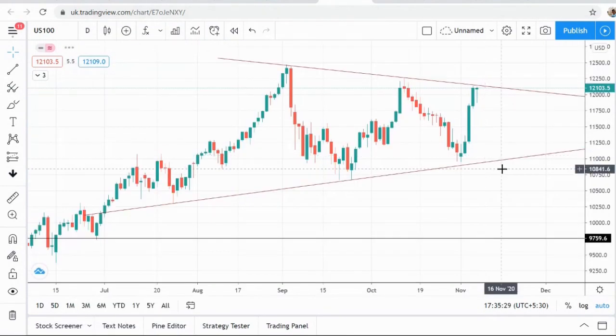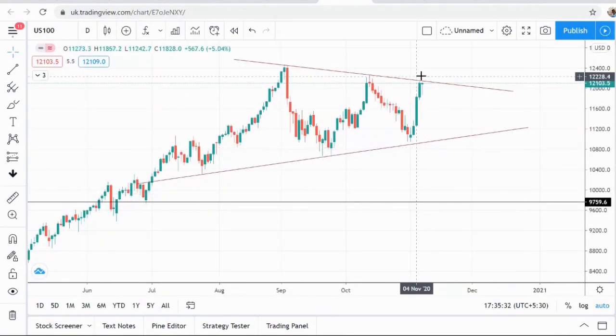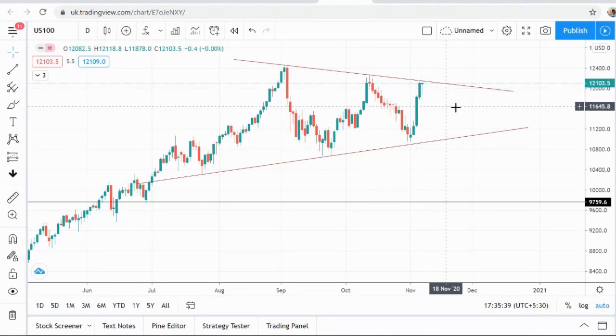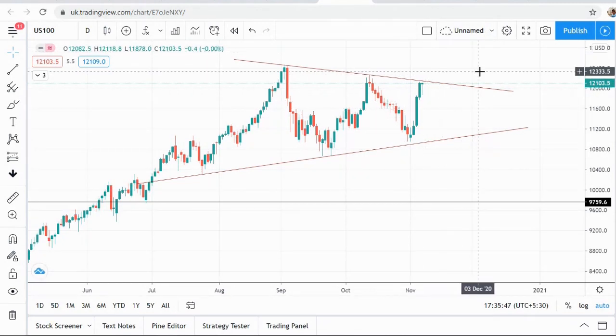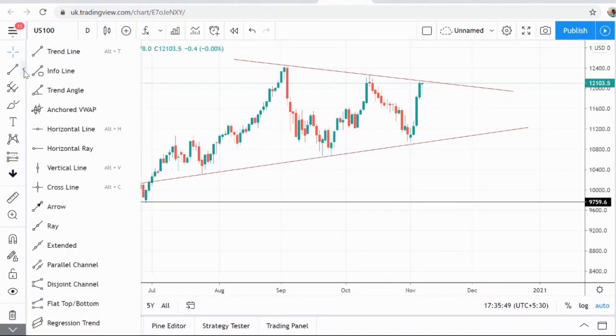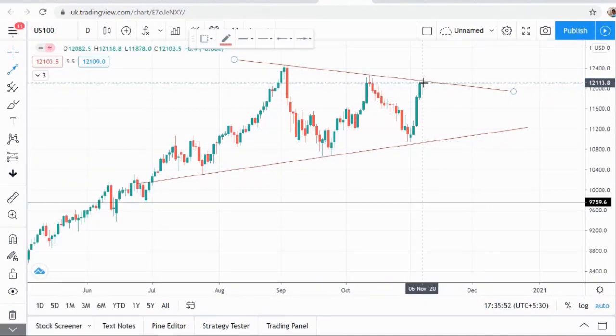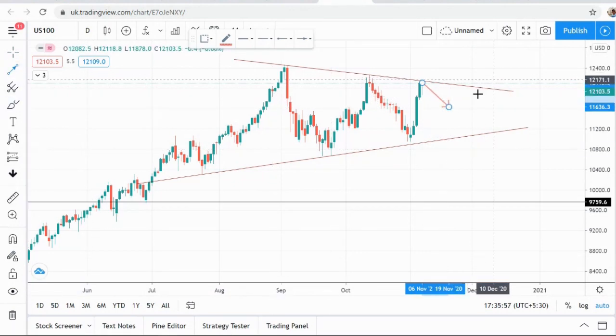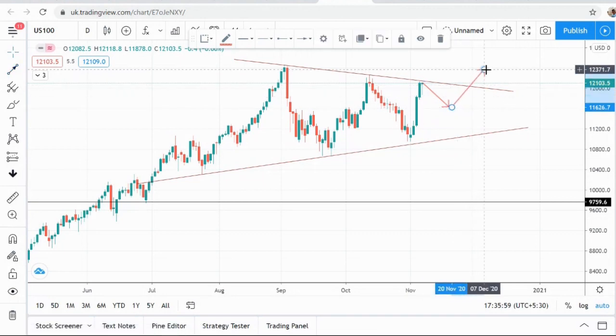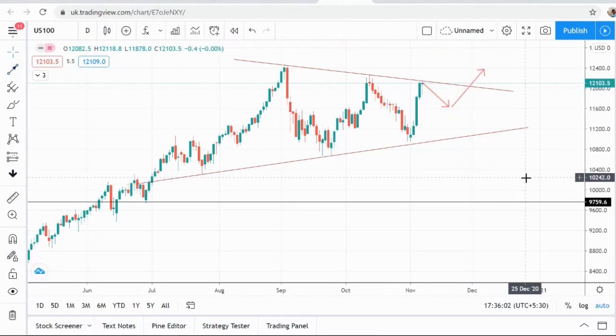If we go to the daily time frame, here we can see that the price has stalled near the top. There is a high possibility that it can shoot up. Even if it starts coming down, the first line of defense will be the 11,600 level, and from there it can again take off. So it can possibly go like this. Let's see how this pans out.